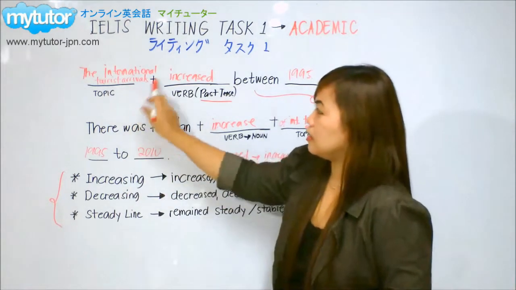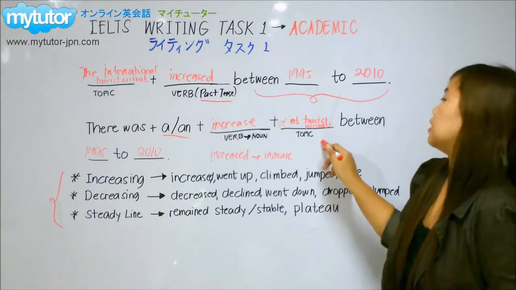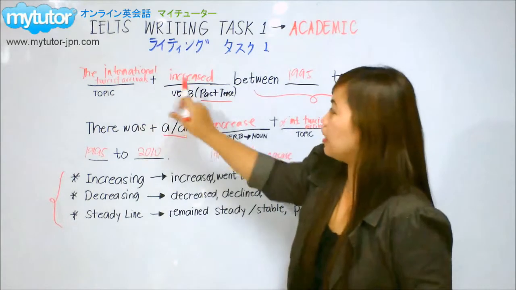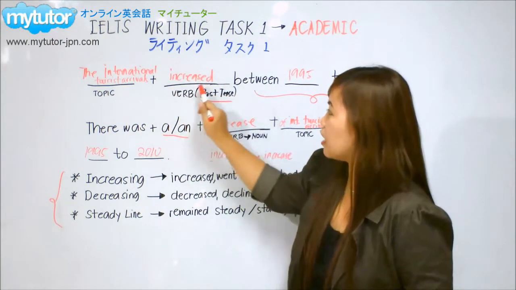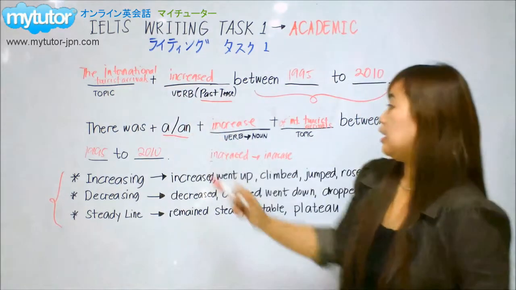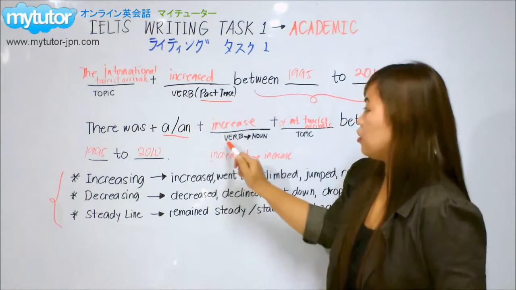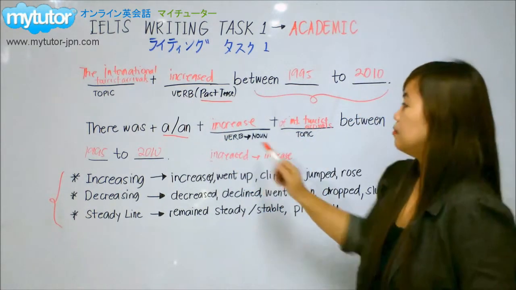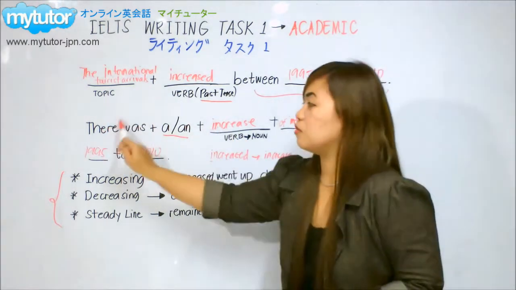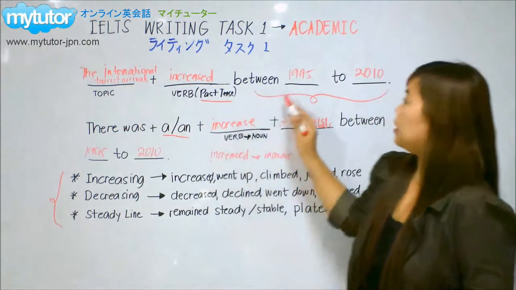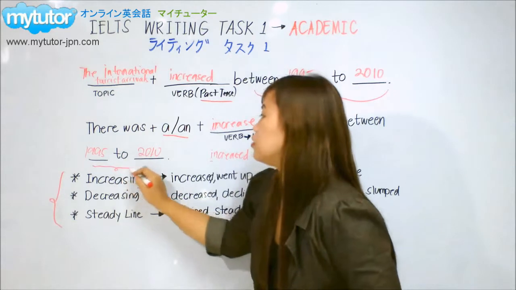So the topic is here. This varies depending on what you get. Here, the topic is on the second blank, and then followed by the verb, the past tense of the verb. In this case, we use the word increased. Here in the second pattern, instead of using the verb, we change it into its noun form. So increased became increase. Because we make use of there was, plus time range, and also here, from 1995 to 2010.